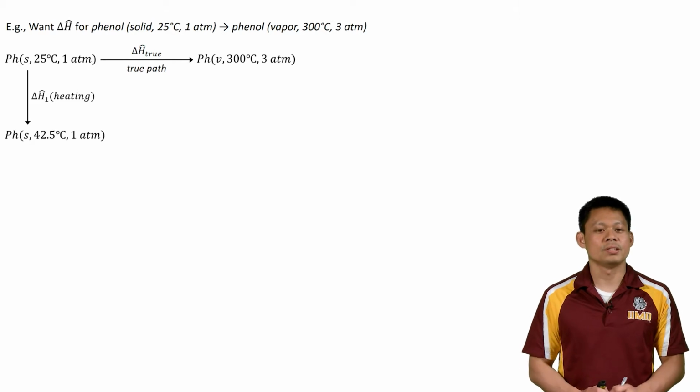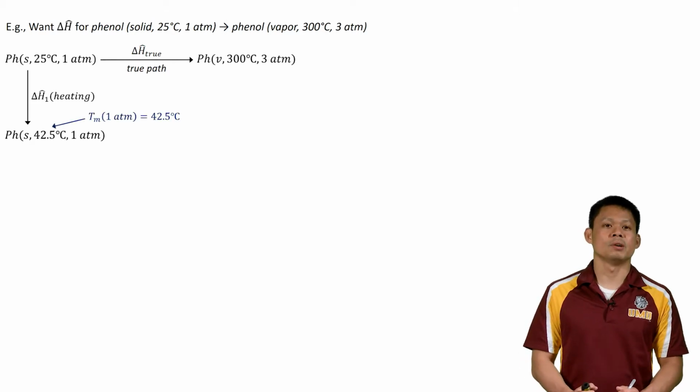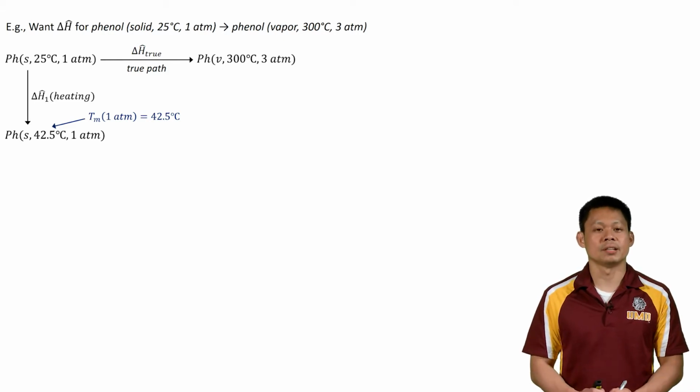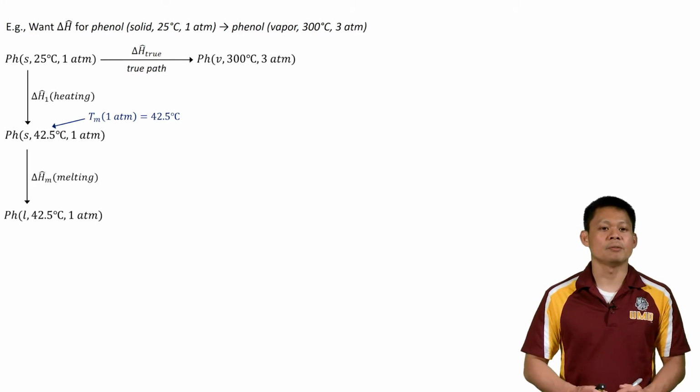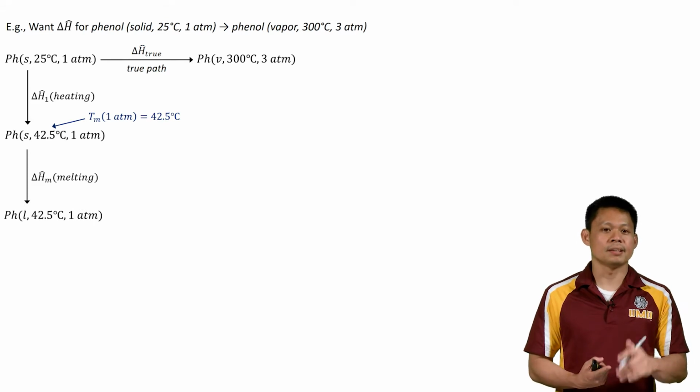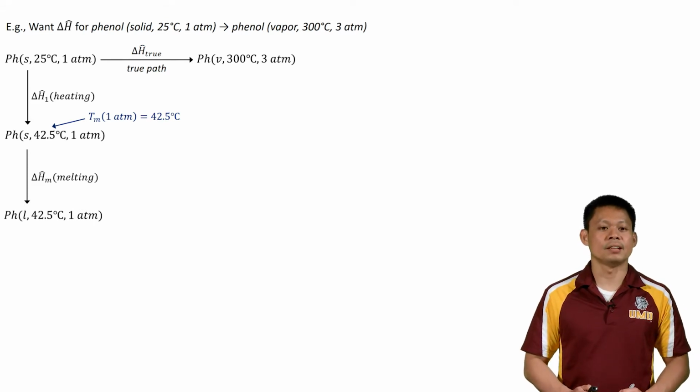And why do I go to this weird temperature of 42.5 degrees C? That turns out to be the melting temperature of our phenol. At 1 atmosphere, that's our normal melting temperature. So once we get there, all we can do now is just change the phase. So we have a latent heat of melting. We are at this melting temperature and pressure. We are changing the phase, and that gives us our latent heat.